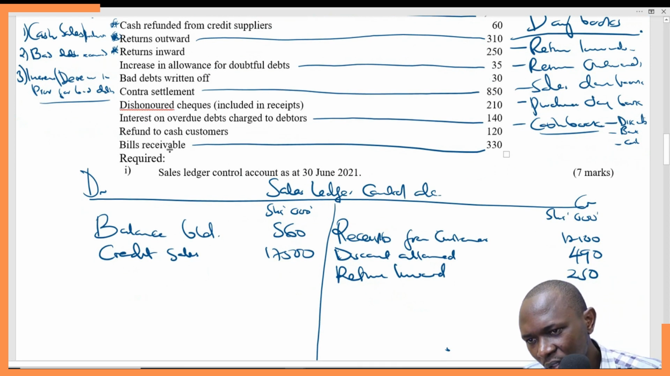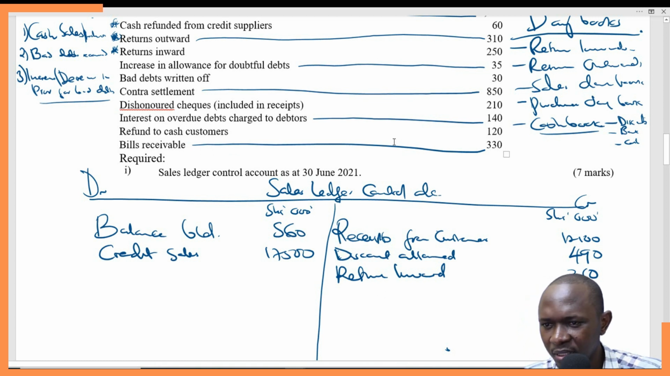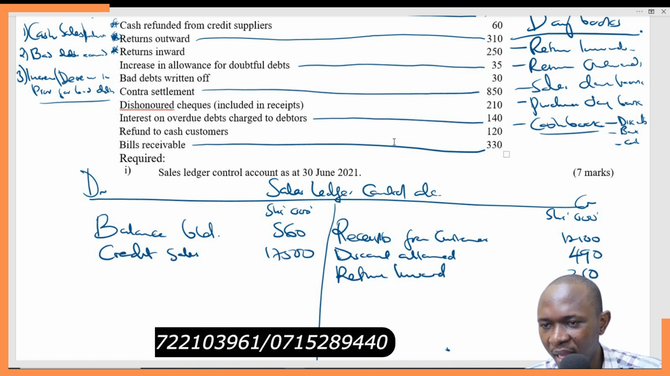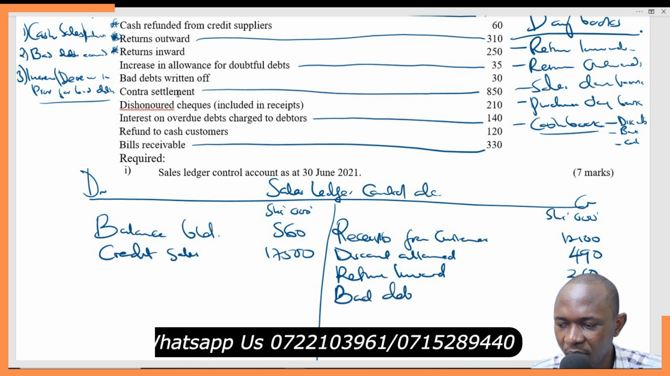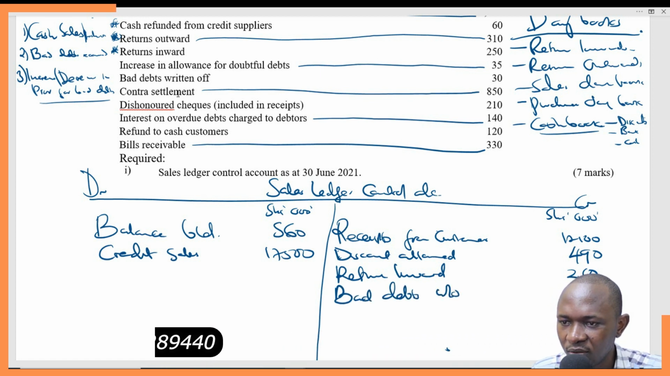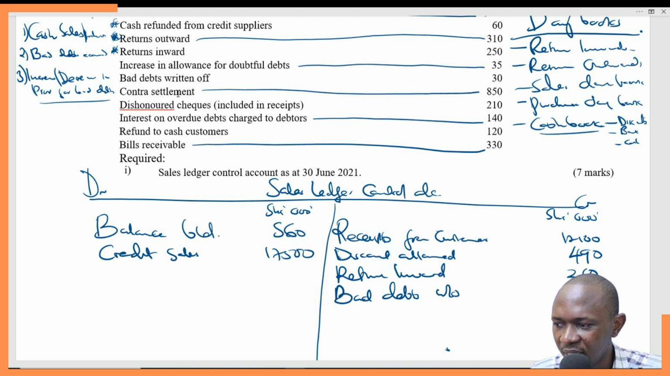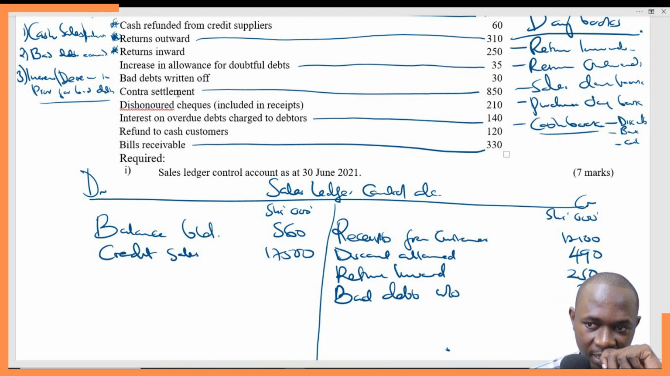Okay, so let's proceed. This one we are going to skip. Increase in allowance for doubtful debts, that one we skip. This one will not be captured here, it doesn't apply to ledger control accounts. Bad debts written off, of course, that one has the effect of reducing the debtors. It was a bad debt, but now it has been written off. This has the effect of reducing the debtors, and it's 30. So we write it like that.